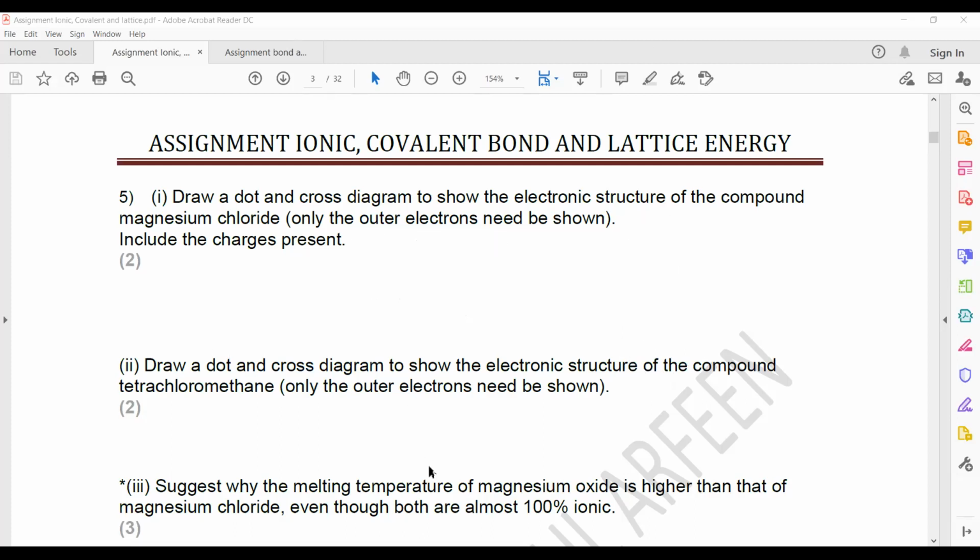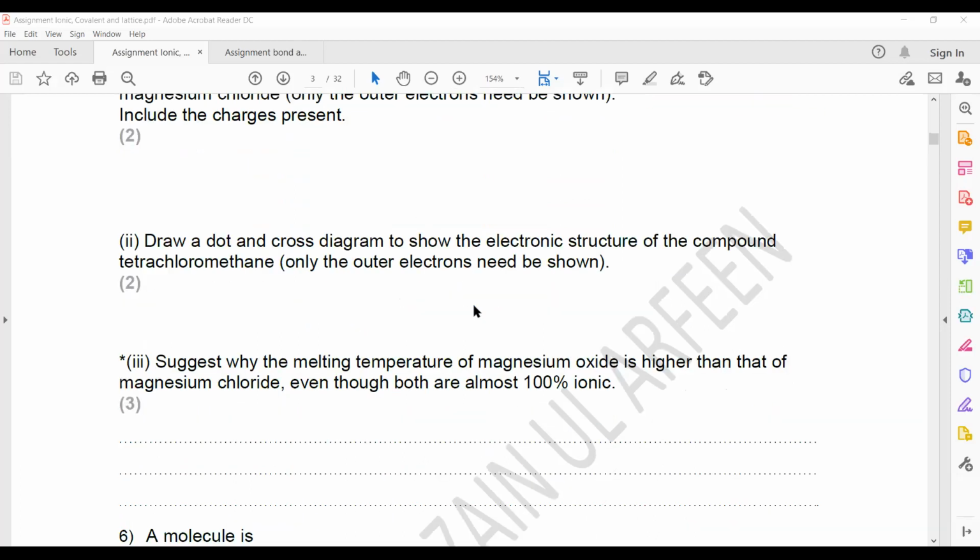That you took in O level, so I just quickly go through this part. The second one, you have to draw a covalent structure. I'm not discussing the covalent part because that we will discuss later.